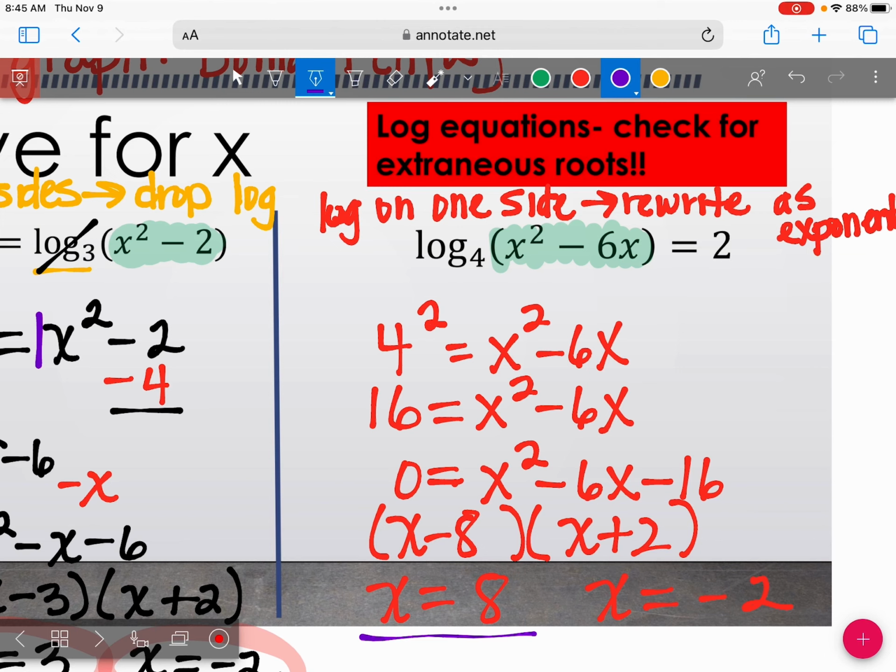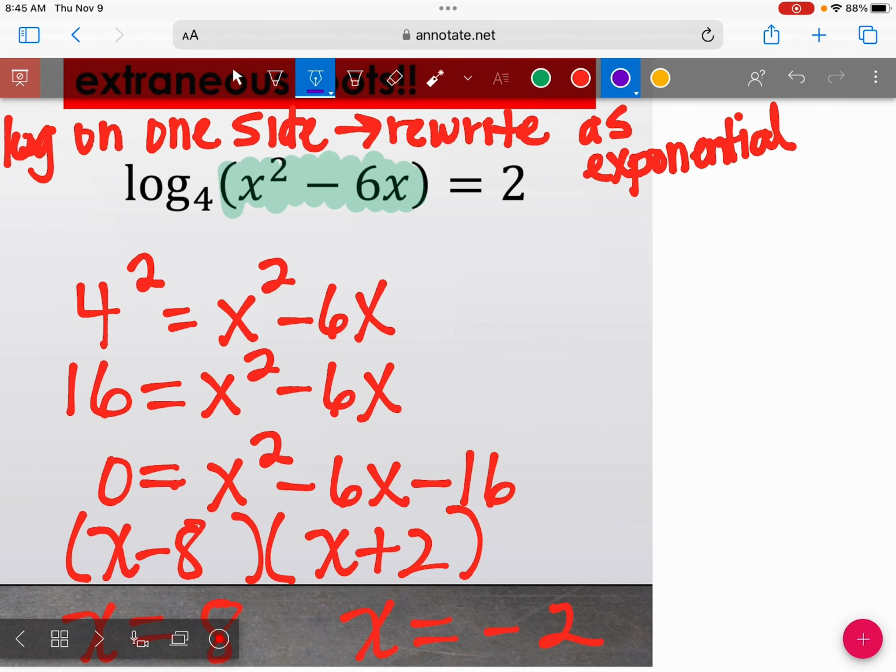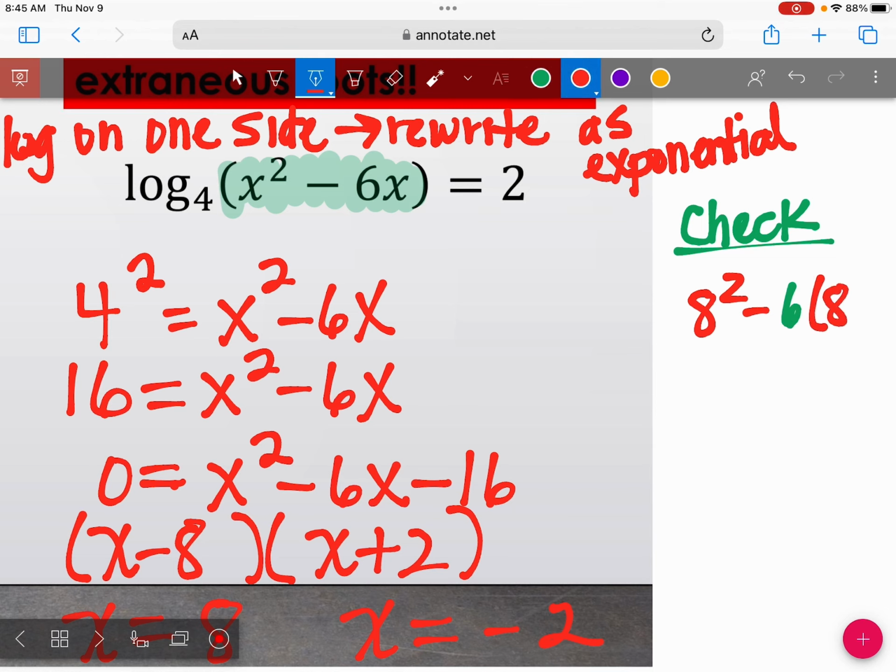Now if I do the negative 2, let me write over here what I'm doing. I'm just taking the 8. When I say check it, I'm just saying make sure it's positive. So if I take 8 squared minus 6 times 8, I get a positive number. I don't care what it is. I just need to know that it's positive. So we can keep it. And then when I check negative 2, negative 2 squared minus 6 times negative 2, is that going to be positive or negative?